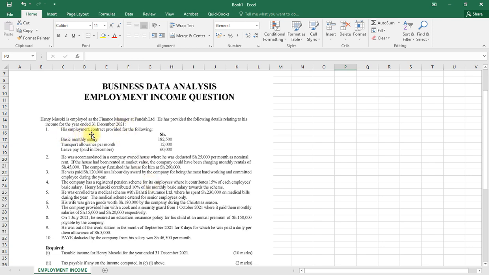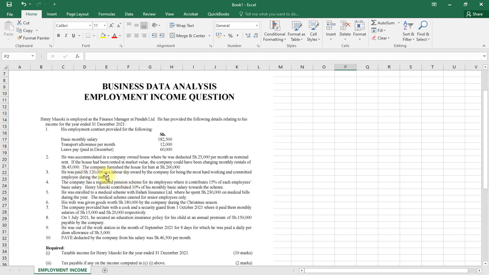His employment contract provided for the following: basic monthly salary of 182,500, transport allowance per month of 12,000, leave pay, which is paid in December, of 60,000. He was accommodated in a company-owned house where he was deducted 25,000 per month as nominal rent. If the house had been rented at market value, the company would have been charging monthly rentals of 45,000. The company furnished the house for him at 260,000.